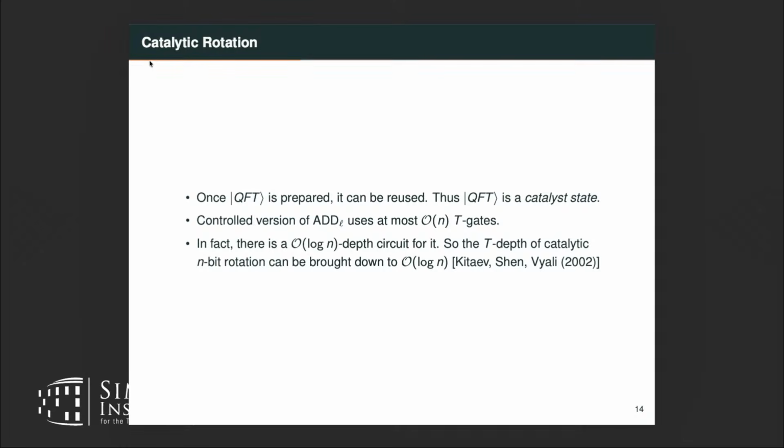In fact, in a world in which you just try to optimize the T-gate count, the best thing to do is to apply the addition in some sequential way, like the way that you learn in elementary school. But if you want to optimize the depth, there is a way of doing this using log n depth. I guess it's not too surprising that you can do addition in log n depth. Doing that, the T depth of this n-bit rotation can be brought down to big O of log n.